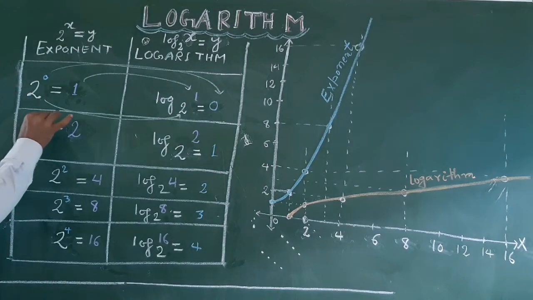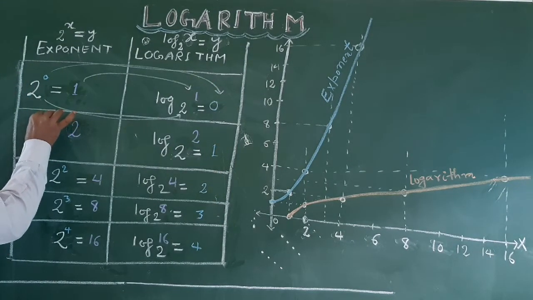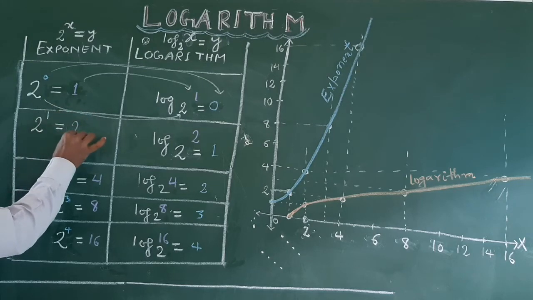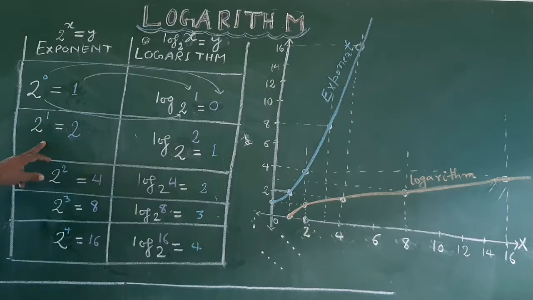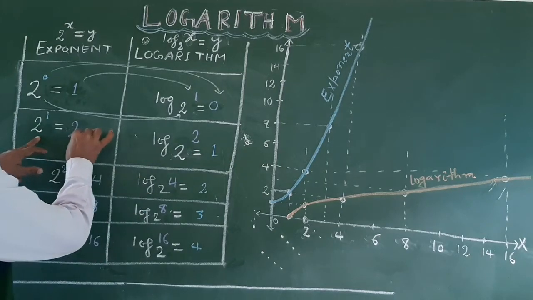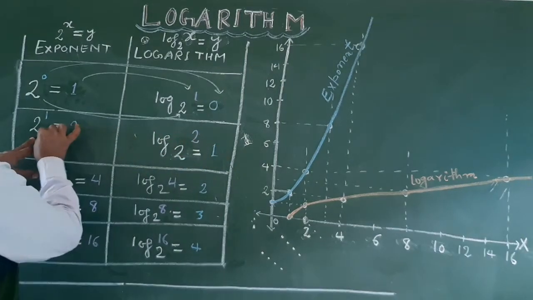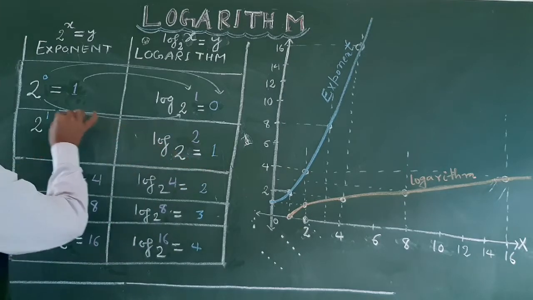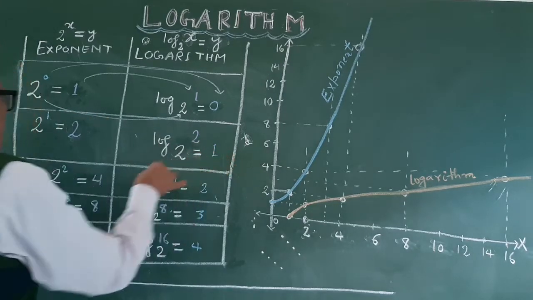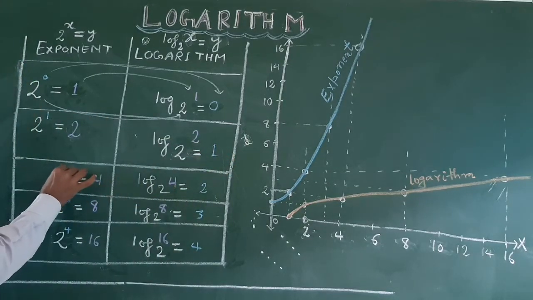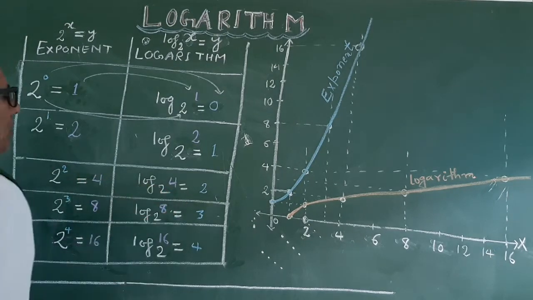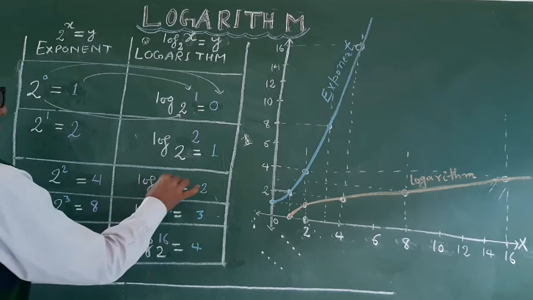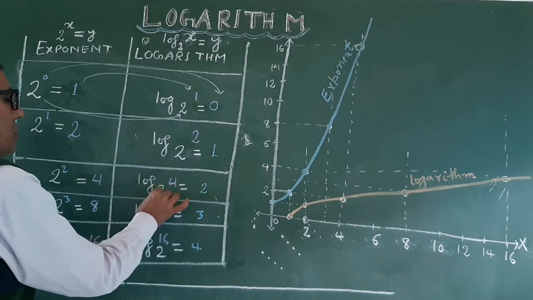Second example, 2 to the power 1 equals 2. When we have to write it in the form of log, what do we write? Log 2 base 2. The base is the same, equals 1. Next example, 2 to the power 2 equals 4. When we write it in the form of log, what do we write? Log 4 base 2 equals 2.